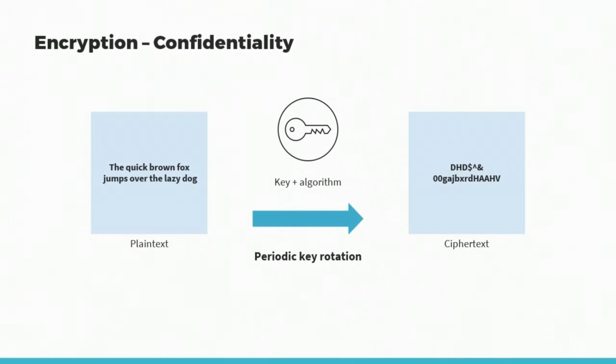Encryption provides confidentiality. In our diagram on the left, we have some plain text. It says, the quick brown fox jumps over the lazy dog. When you encrypt something, you're feeding the plain text into an encryption algorithm, essentially a complicated mathematical formula, and you're also providing a key. The result is what is called ciphertext. It is encrypted or scrambled data, and you need the correct key to decrypt the ciphertext to reveal the original information.